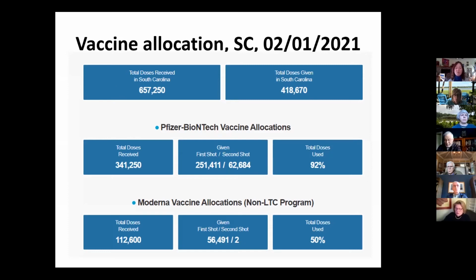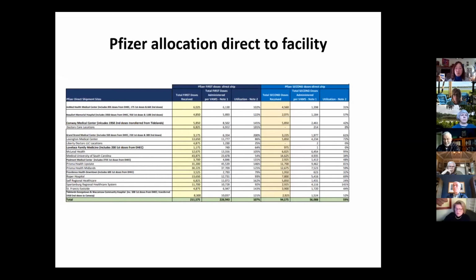So the Moderna vaccines right now, we have allocated to some mass vaccination clinics that DHEC has done. That rollout is still a little bit slower, but about 56,000 have gotten the first shot, and 2 people have gotten the second shot. And so 50% of those doses used. If you really want to drill down, this too is on our website and updated daily. You can look at the Pfizer allocation that goes directly to facilities, how many first doses, how many second doses, how many they've gotten into arms. And as I said, this is updated daily.